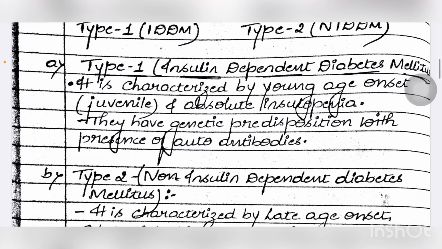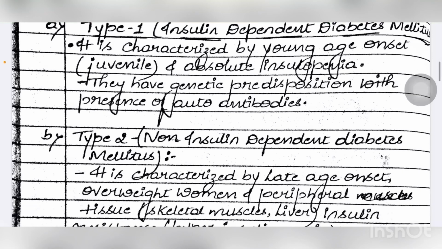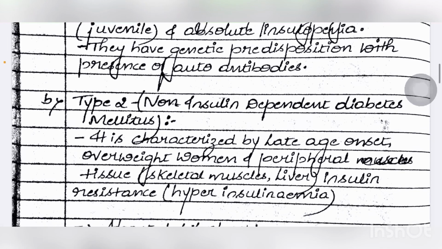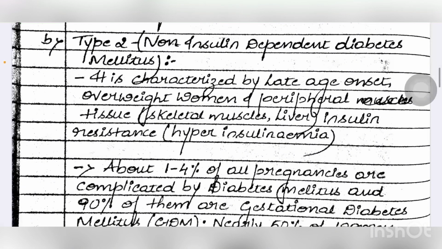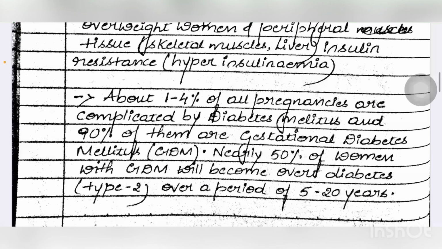Now coming to type 2, non-insulin dependent diabetes mellitus. It is characterized by late age onset, overweight women, and peripheral tissue like skeletal muscles, liver, etc., showing insulin resistance. Now, about 1 to 4% of all pregnancies are complicated by diabetes mellitus, and 90% of them are gestational diabetes mellitus. Nearly 50% of women with gestational diabetes mellitus will become overt diabetes, that is type 2, over a period of 5 to 20 years.